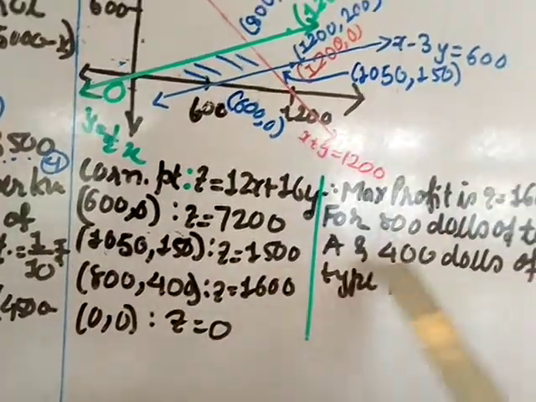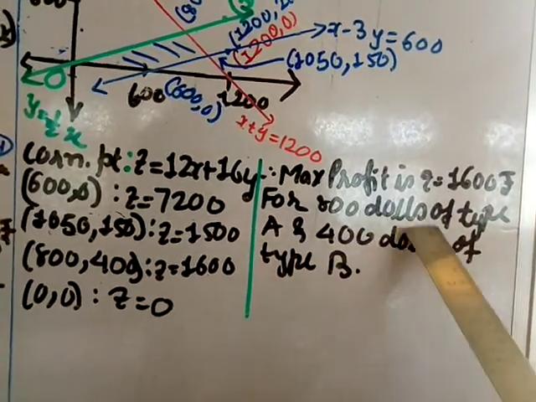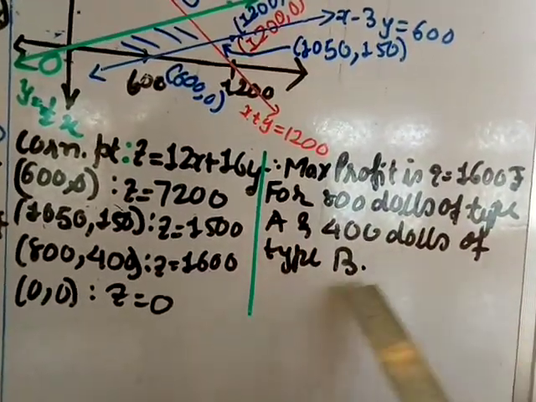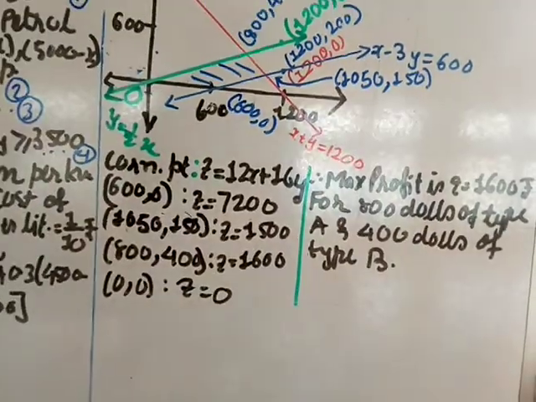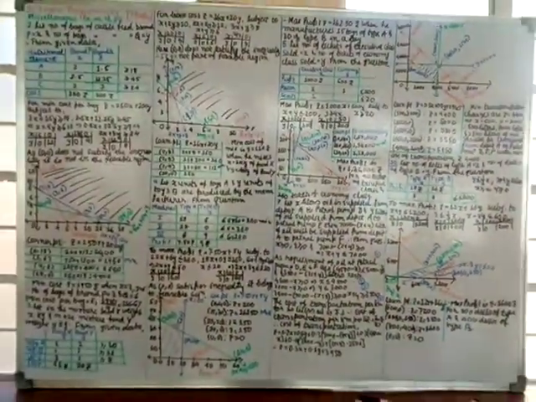You have to take this part. So the maximum profit is 1600 rupees for 800 dolls of type A and 400 dolls of type B. Okay, so that is the solution for question number 10, and this is the end of this chapter. Thank you very much.